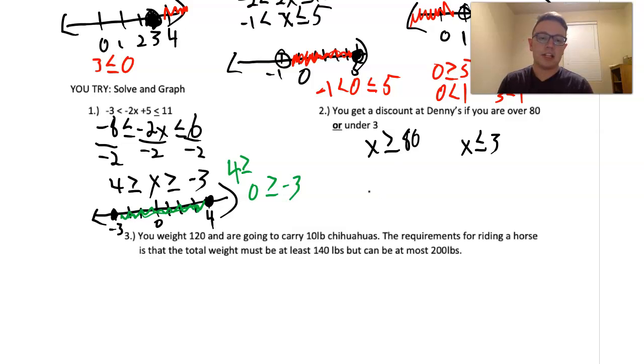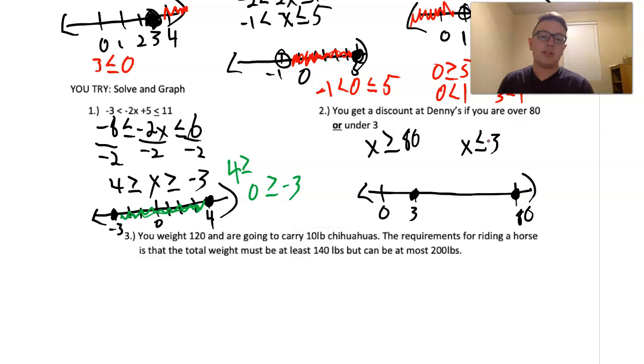Let's make our number line now. Starting at 0, we're going to go to 3, and all the way up here we're going to have 80. For my graph, because I said that there was those less than or equal to or greater than or equal to, we're going to shade those dots.